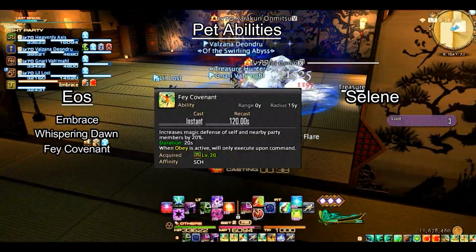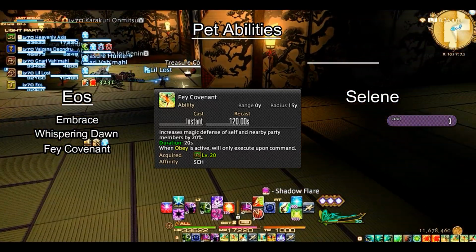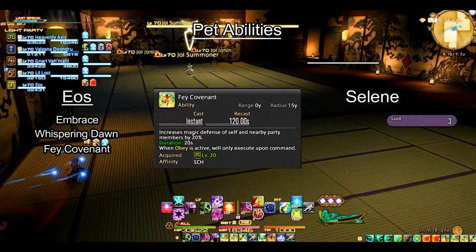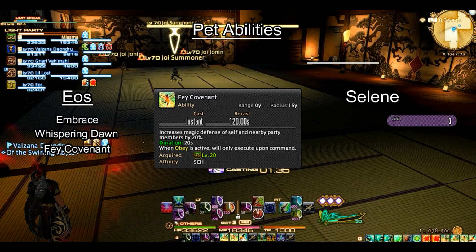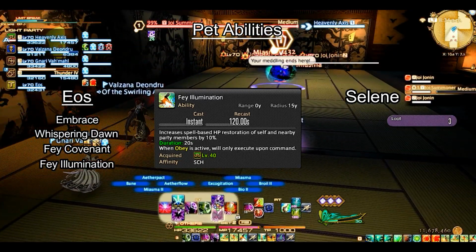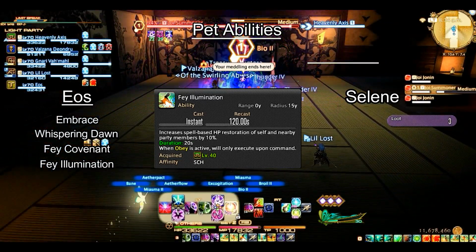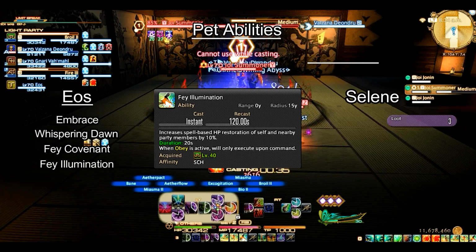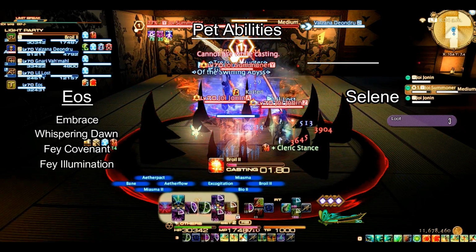Next is Fey Covenant, which increases the magic defense of all nearby party members by 20% for 20 seconds. And last is Fey Illumination, which increases spell-based HP restoration of all nearby party members by 10% for 20 seconds.